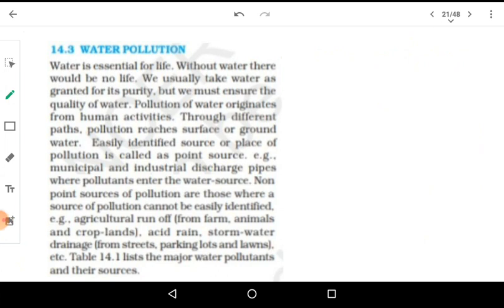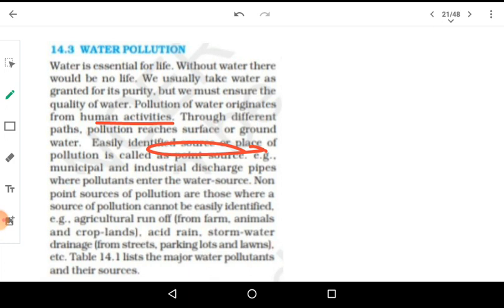Now, as we know, water is very essential for life, and without water, there would be no life. We usually take water for granted for its purity, but it consists of very small amounts of pollutants as well. And these pollutants originate as a result of human activities through different paths. Pollution reaches the surface or groundwater. An easily identified source or place of pollution is called a point source. Example, the municipal or industrial discharge pipes, where pollutants enter into the water source.